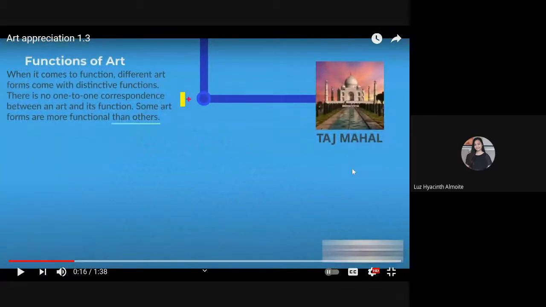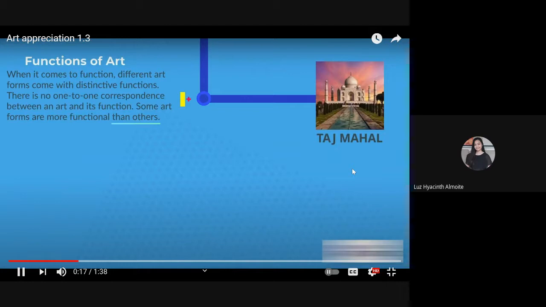So, what is the purpose of this Taj Mahal? It is a massive mausoleum of white marble. It is built in Agra, in memory of the wife of the then Emperor Shah Jahan. So, it was constructed for the wife of Shah Jahan.